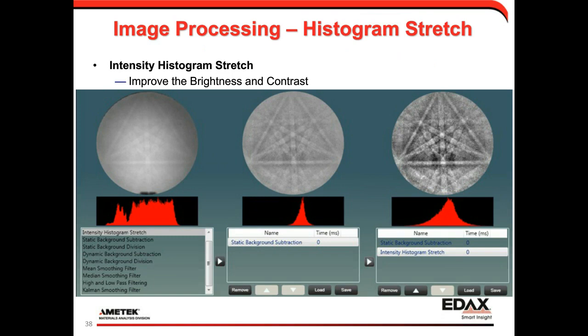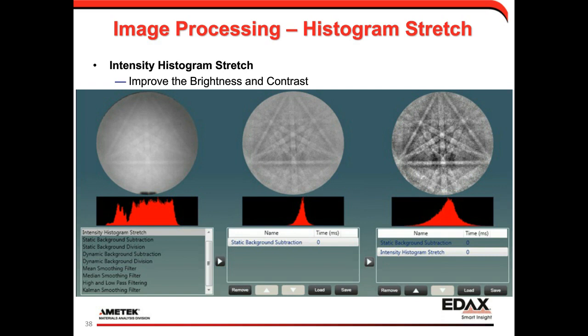So in an image processing tab, again, I have my static background, and then I have my intensity stretch. Now, if I change the order of these, what would happen in this case is it usually blurs it out to make it almost completely white. So again, the order matters.